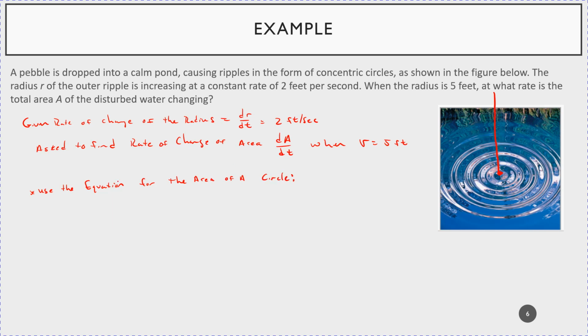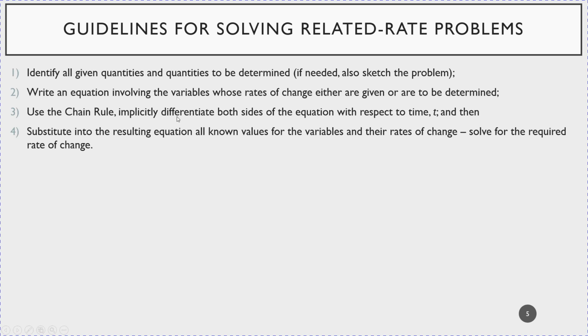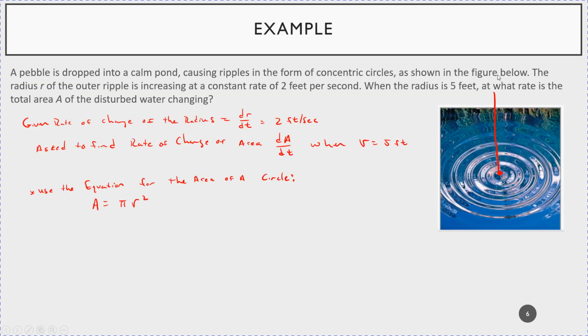Okay, so what is that? You know, area of a circle is equal to pi r squared, right? Now look, the variable A and the variable r, you have them related to each other in the equation. Perfect. Use the chain rule, implicitly differentiate both sides of the equation with respect to time. So you're going to take the derivative with respect to time of A and the derivative with respect to time of pi r squared.